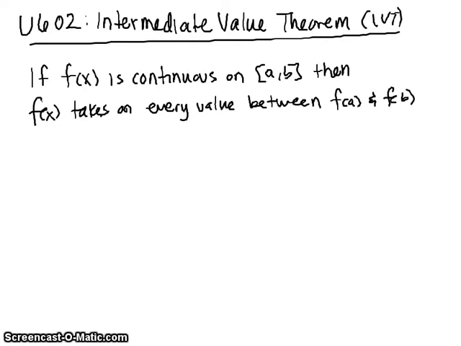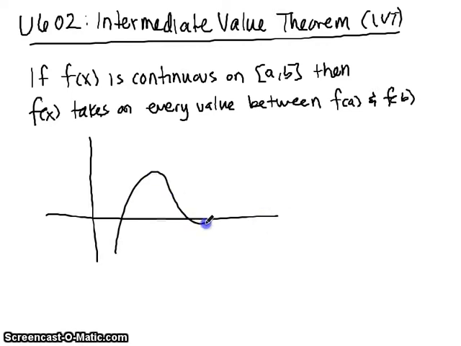So what that means is if we have some graph, and we have some random continuous function that goes from the x value a to the x value b. We know that this right here would be the y value f of a, because when we plug a into our function we get that f value out. And we know that right about here would be our function value f of b.